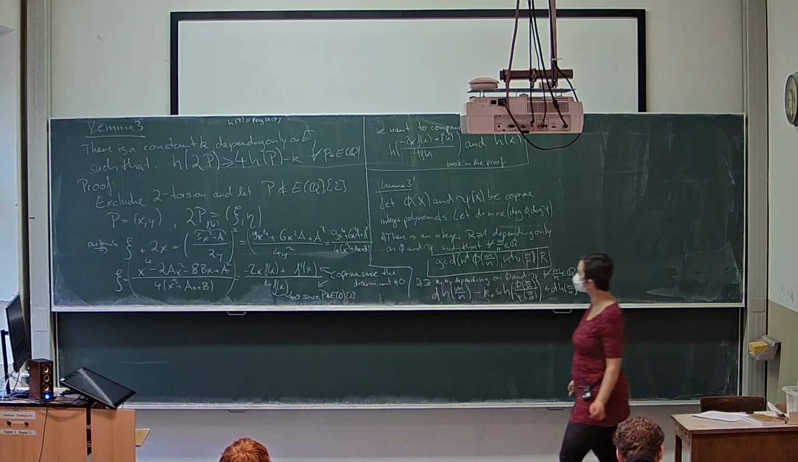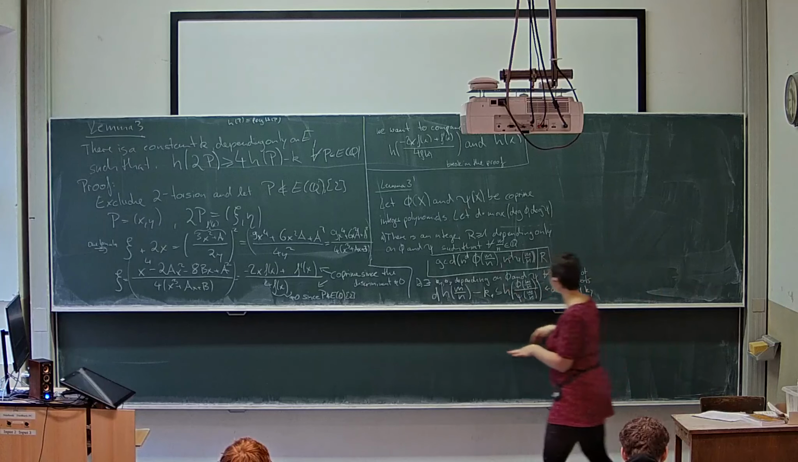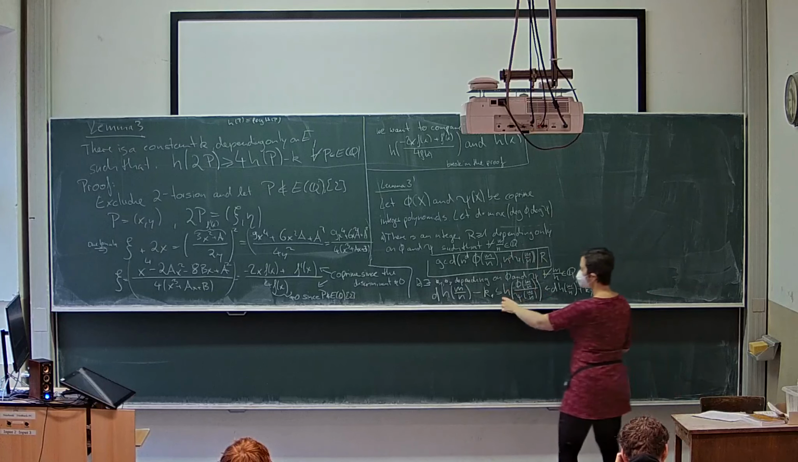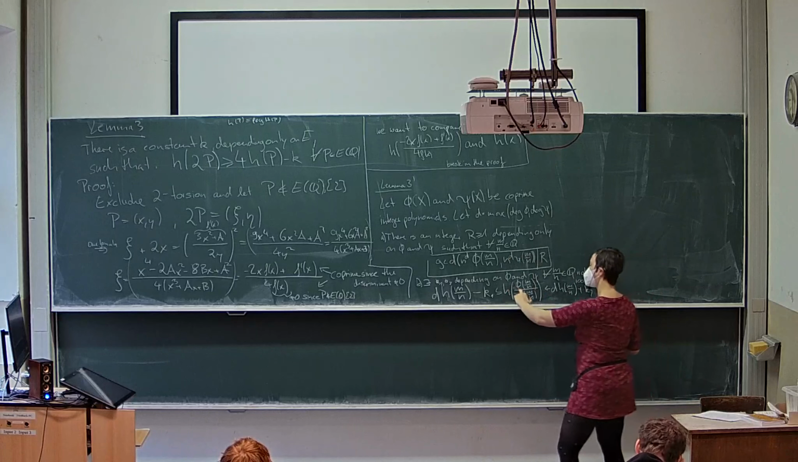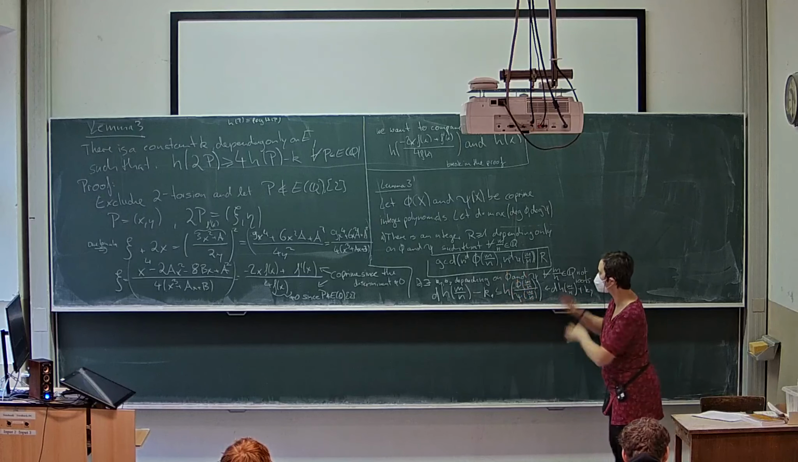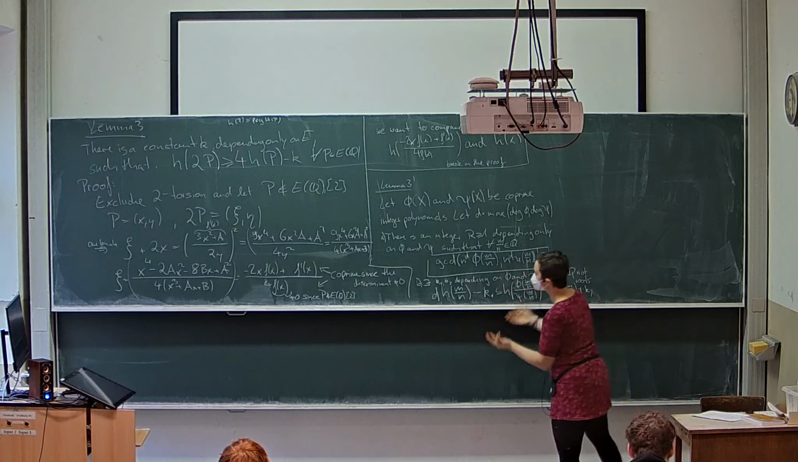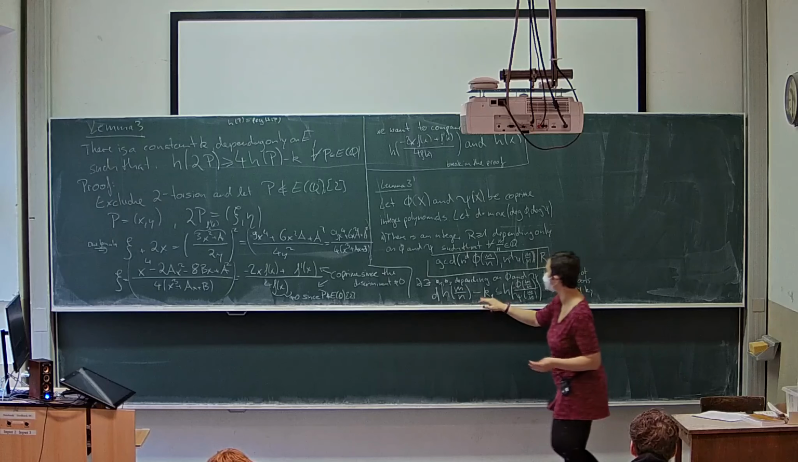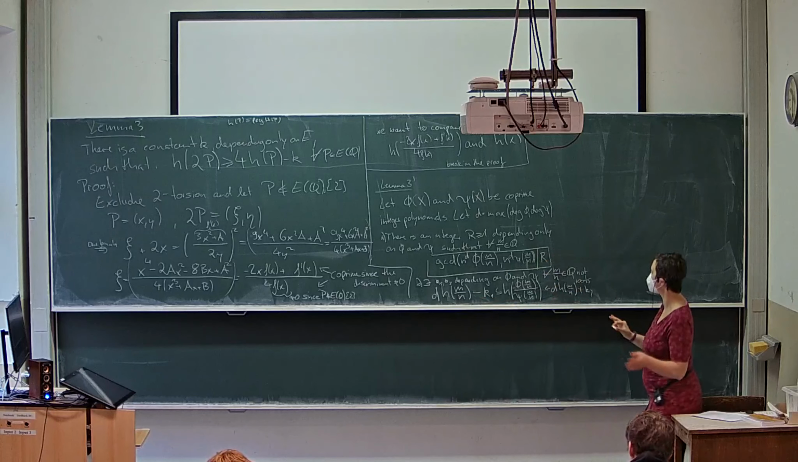So the other thing that we want is, when we plug in a rational number, then the height of phi of this rational number over psi of this rational number is bounded by something that depends only on the height of what we plug in, on the degrees, and some constant that depends on phi and psi.